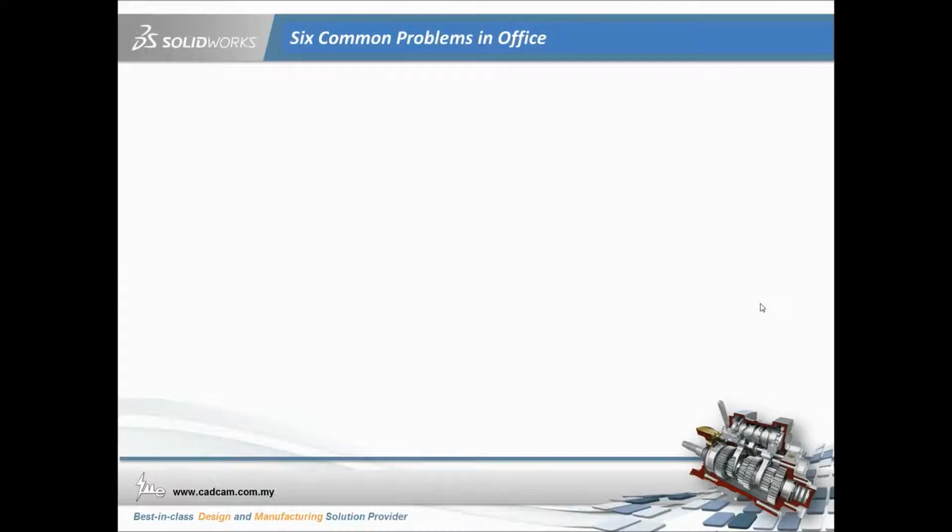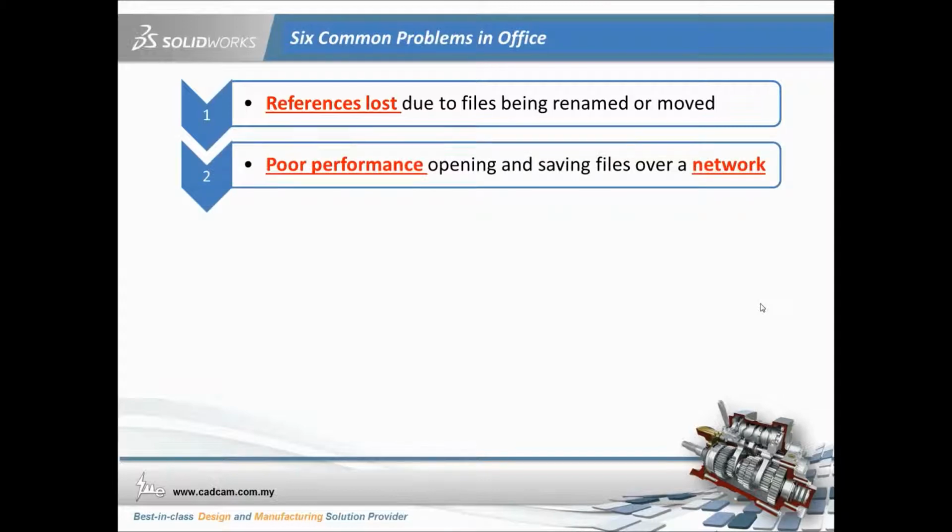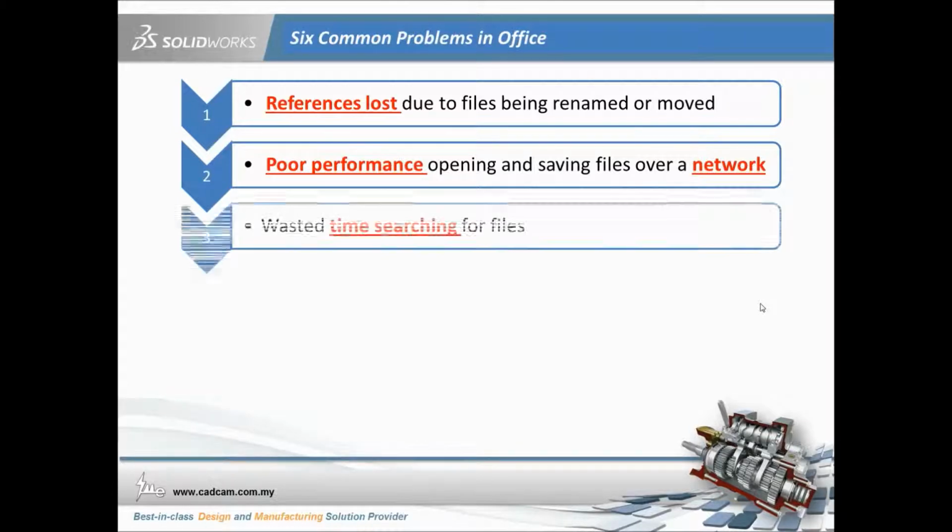Let us go through the 6 common problems in the office. If you are using any 3D CAD, such as SolidWorks, you need to manage the referencing of all the parts, assemblies, and drawings. Sometimes it's also very tedious when files are renamed, removed, or copied to other locations. It's very hard to control when we are directly accessing the file through the network. It's actually slow and might cause your file to be corrupted.